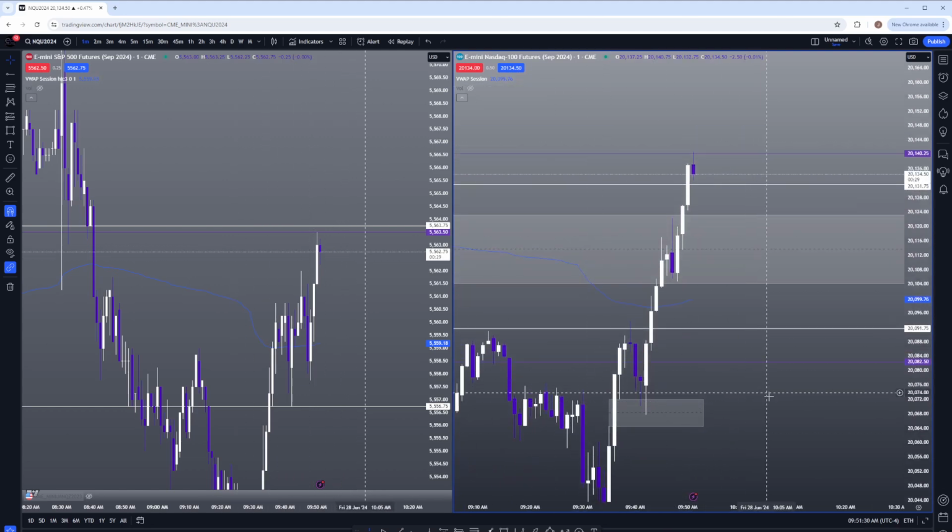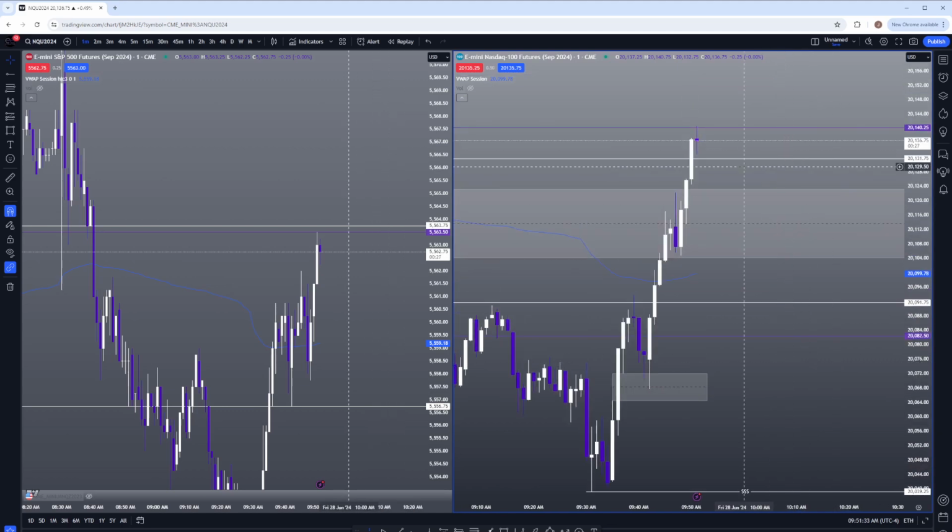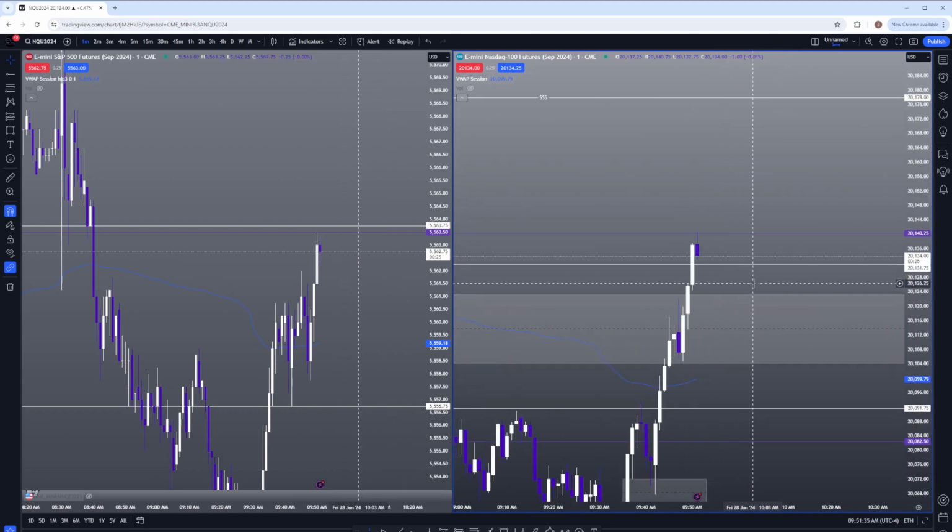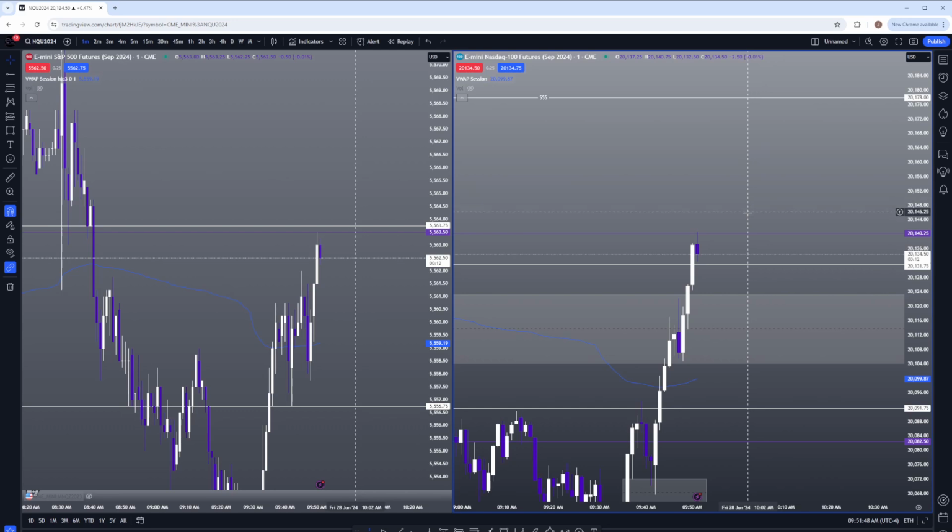Has anybody jumped into these longs at all? Maybe some people have. All right, there we go. So we still got people jumping in. Nice.